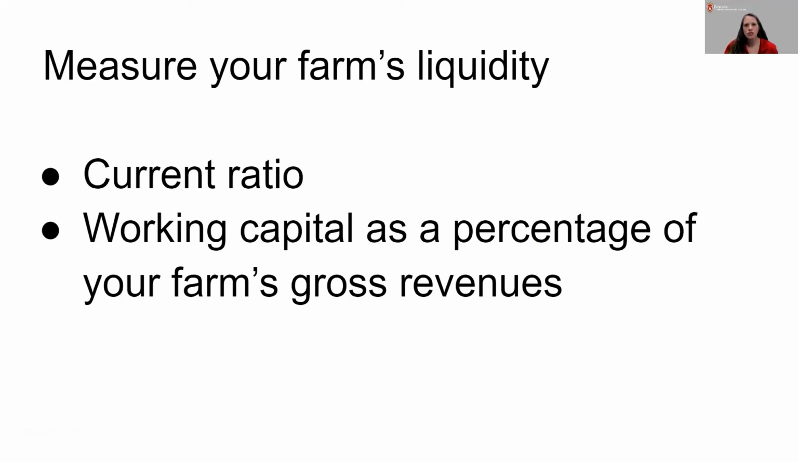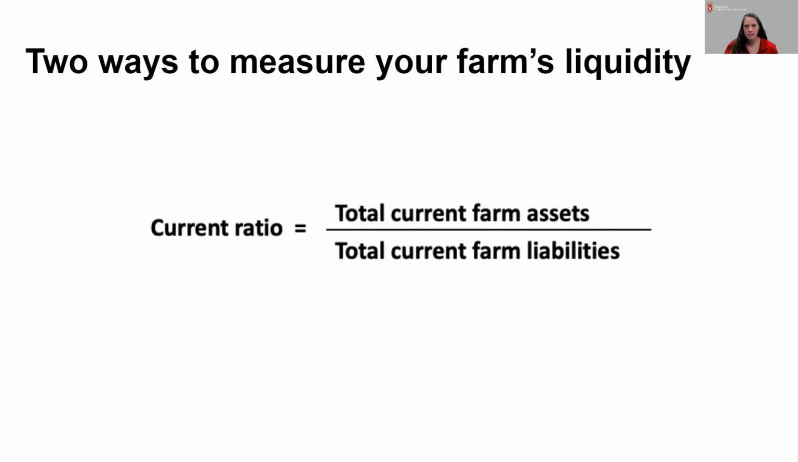There are 2 ways to measure your farm's liquidity position: current ratio and working capital as a percentage of your farm's gross revenues. One liquidity measure is current ratio, which is your current farm assets divided by current farm liabilities. The current ratio measures the ability to pay operating bills and the annual portion of long-term debt in the current year. Current ratio also measures whether the current farm assets listed on your farm balance sheet, if sold tomorrow, would pay off your current farm liabilities.